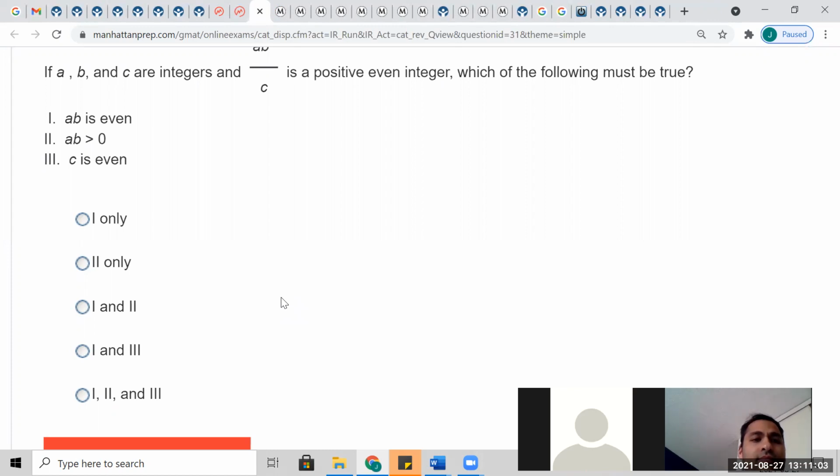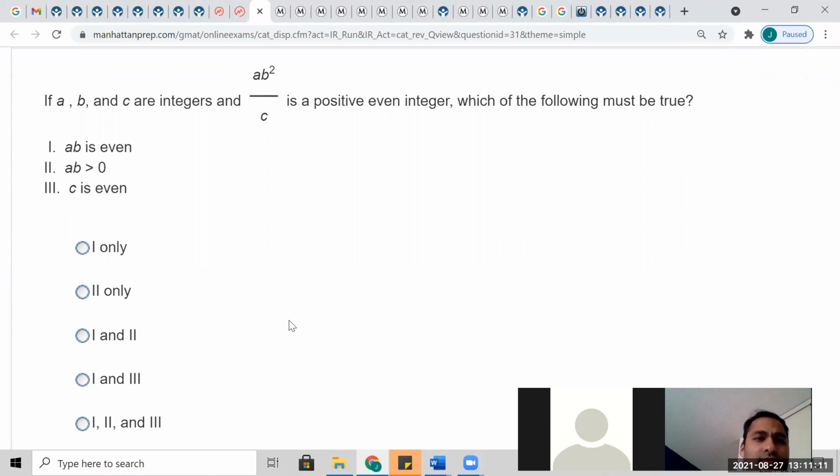A, B square by C. So see, B, it does not matter if it is positive or negative because B square will also always be positive. So B can be negative. I don't see any issue as to why B has to be positive or negative. So now we are left with A and C. Now A and C both can be even or both can be odd.